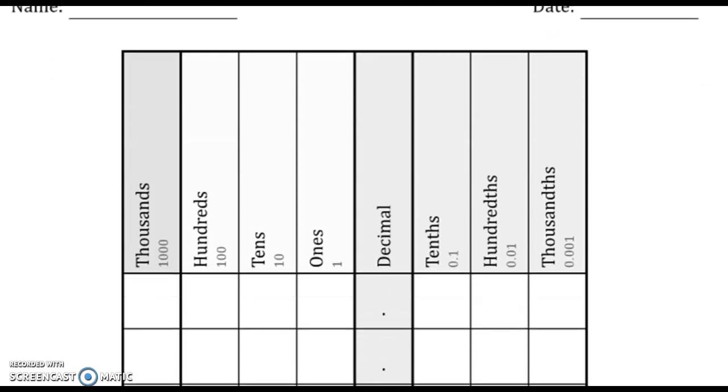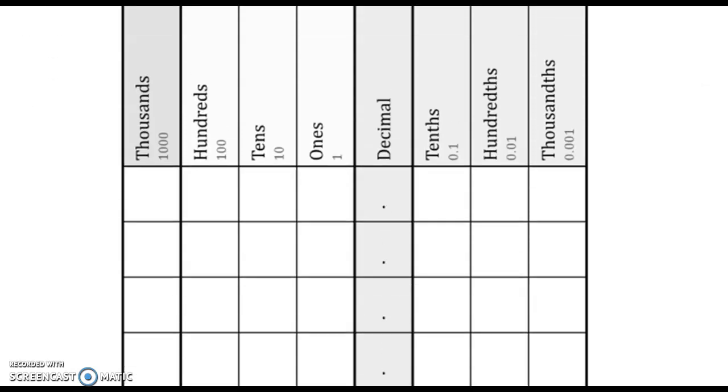So when you have place value, the first place to the right of the decimal place is the tenths column, 0.1, then the hundredths column, the thousandths column. Going to the left, it's the ones, tens, hundreds, and thousands, okay?